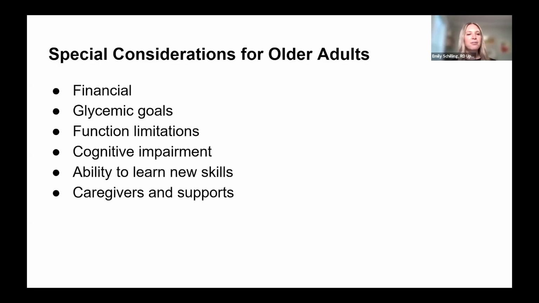We want to consider if the older adult has any functional limitations or cognitive impairment that might impact their ability to successfully use the technology. And we also want to consider, if this person does have functional or cognitive impairments, do they have caregivers or other support systems in place who can help them to use the technology successfully?